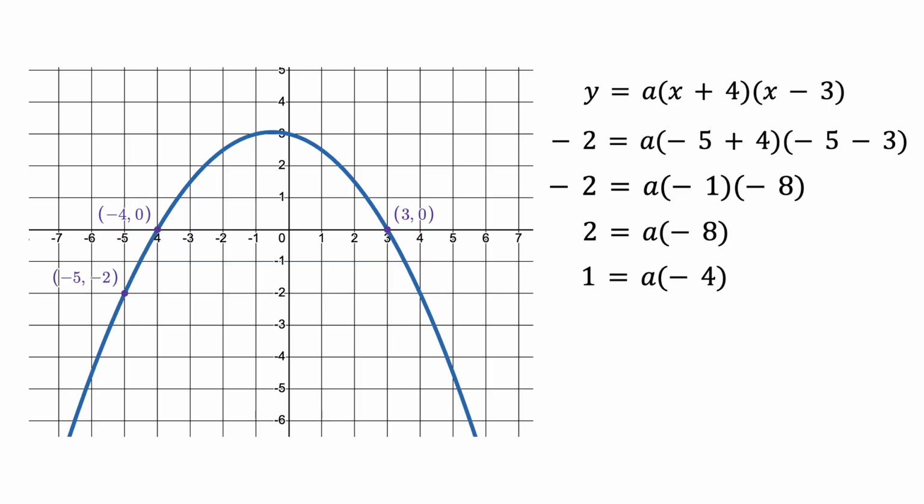And do you see why it's important to keep the parentheses around the -4? You don't want to add 4. You want to divide by -4. And so the a value is -1/4. And that does make sense. It's flipped and it looks like it's compressed. Make sure you write the equation out. y equals -1/4 (x plus 4)(x minus 3).